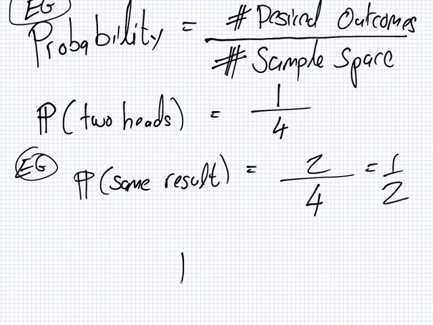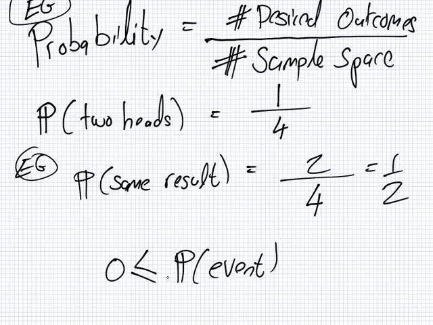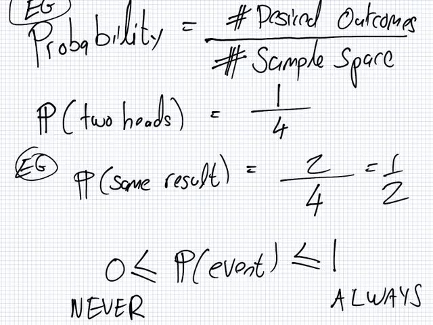So what you'll probably know is that your probability of your event is always a number bigger than or equal to 0 and less than or equal to 1. When it's 0, it means it can never happen, and when it's 1, it means it always happens. If the probability is 1, it always happens without exception. It's a guaranteed event.